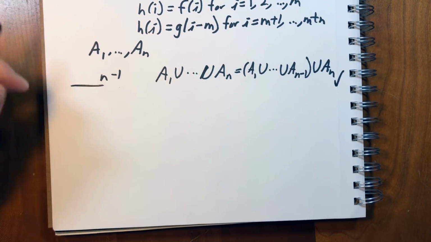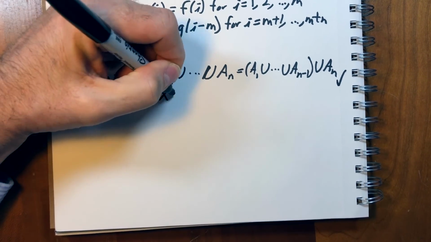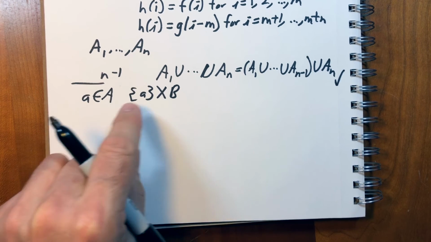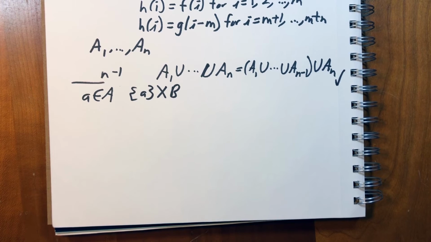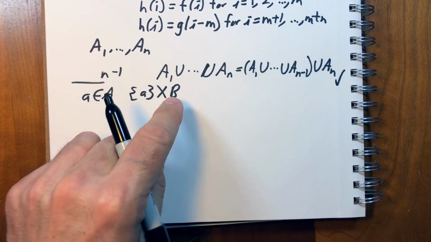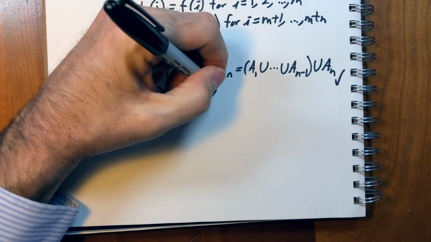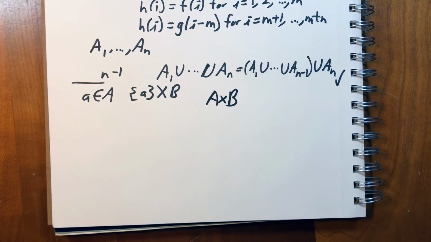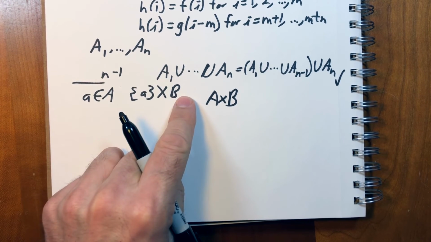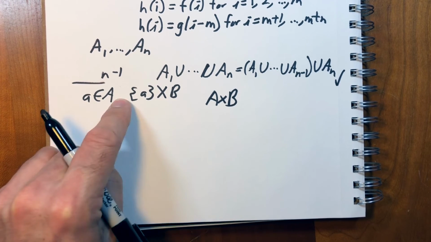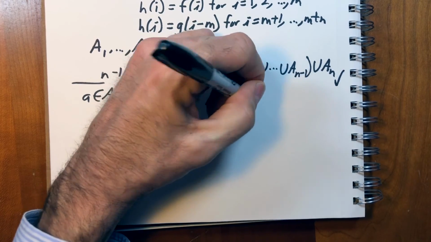Okay, and Cartesian products go the same way. Given an element a in A, the set of that element cross all of B is finite because it's in a bijective correspondence with B, right? You just take each element of B, cross it with a, that's it. The set A cross B is the union of all of these sets, and we just showed that the union of any finite number of finite sets is finite, so that shows that this is finite.